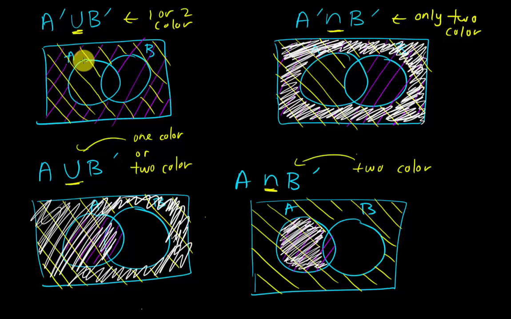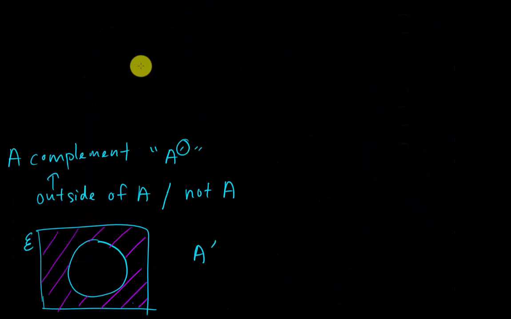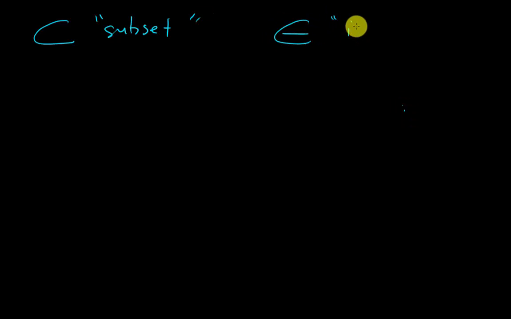Okay, I just realized I forgot something quite important, which is subset. So let me introduce subset. You see a symbol like this. This one is called subset. And then you will see a symbol like this. This one is called is element of.